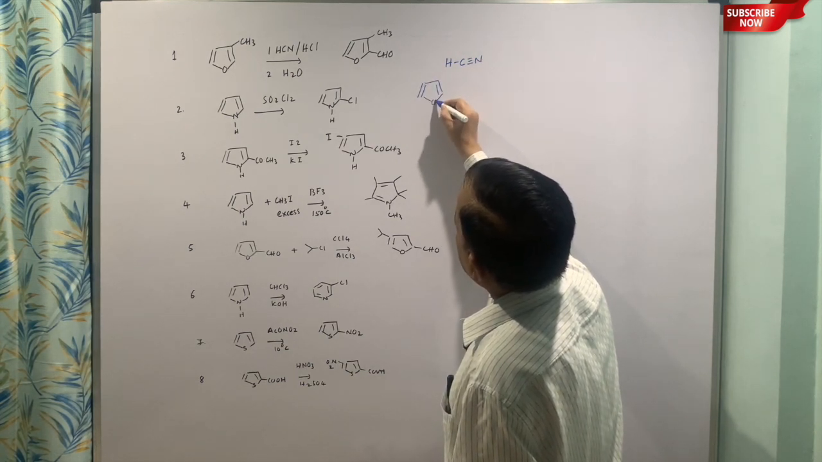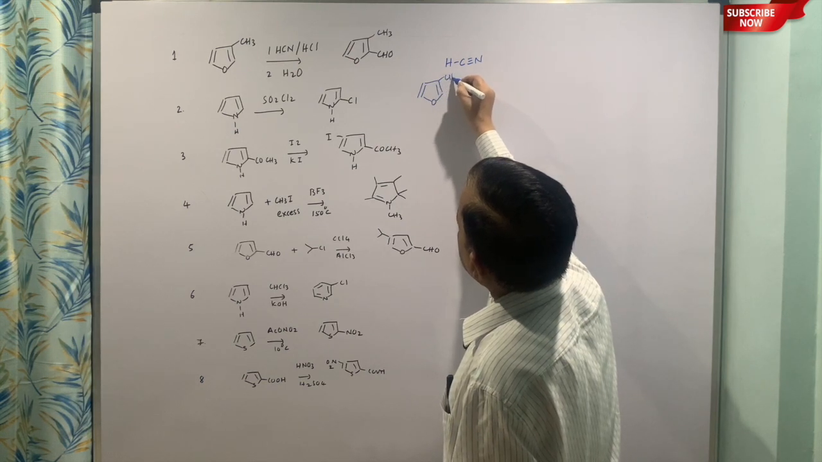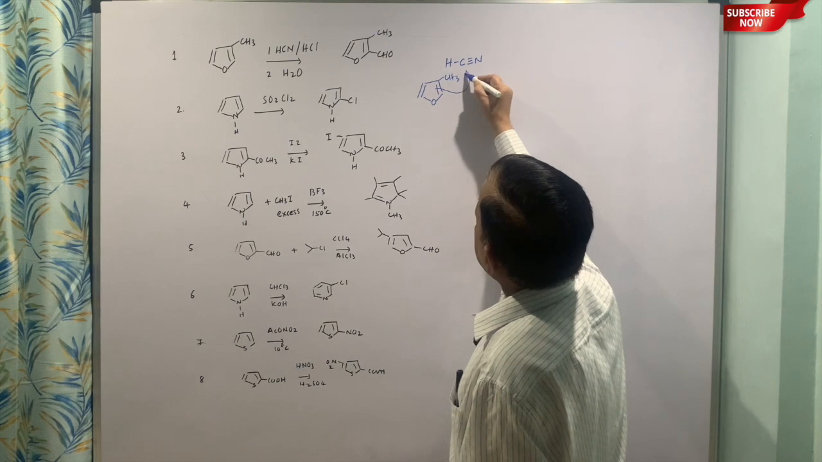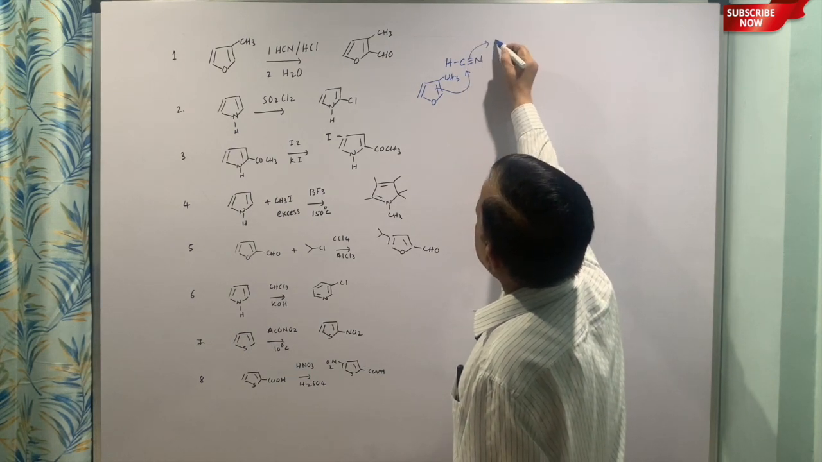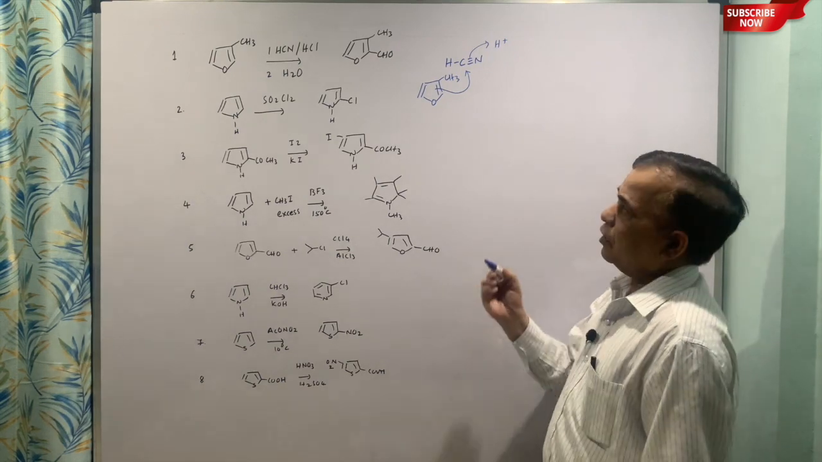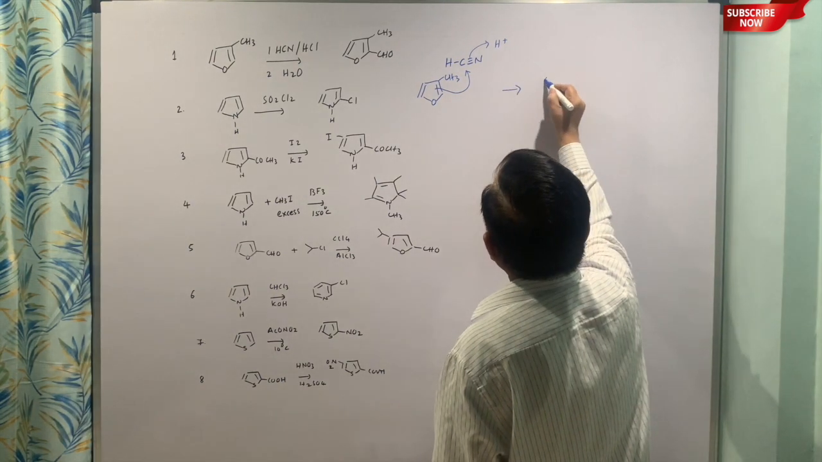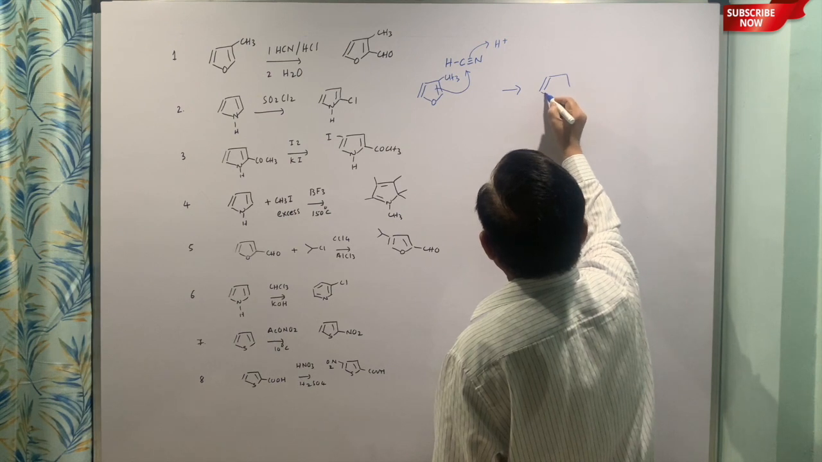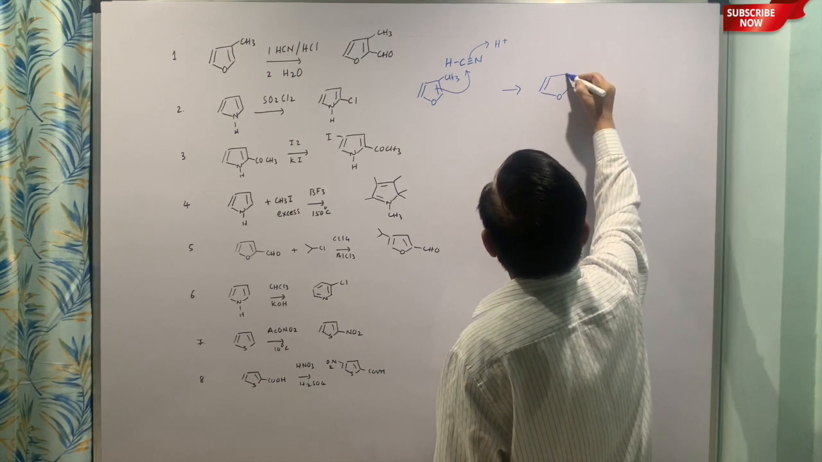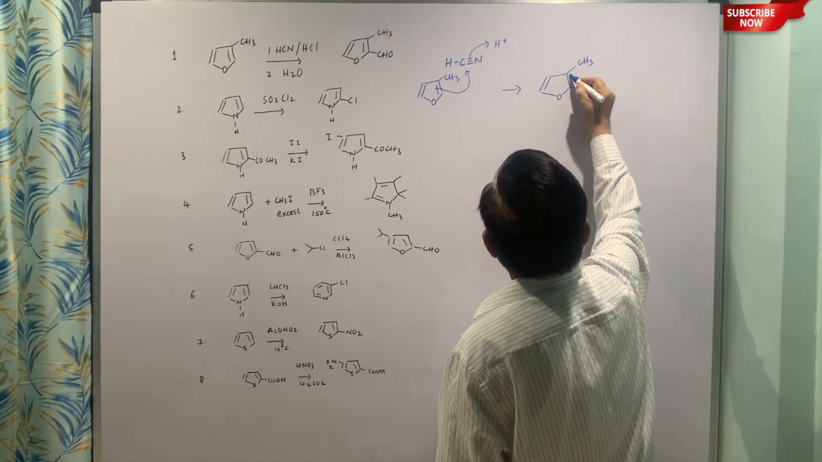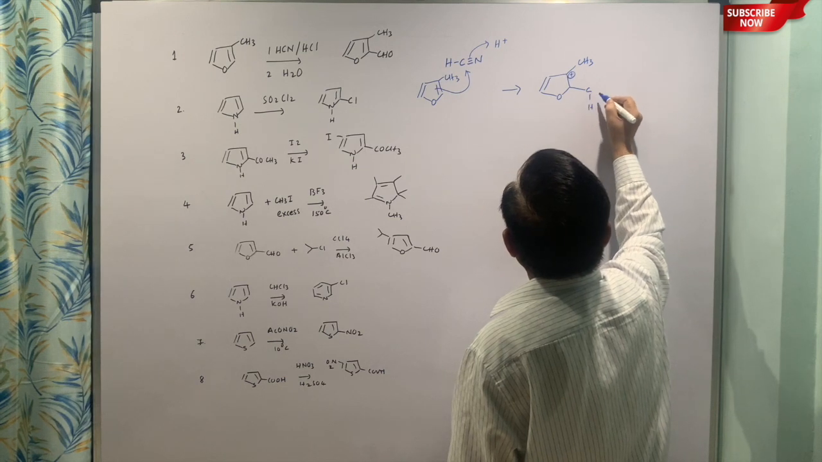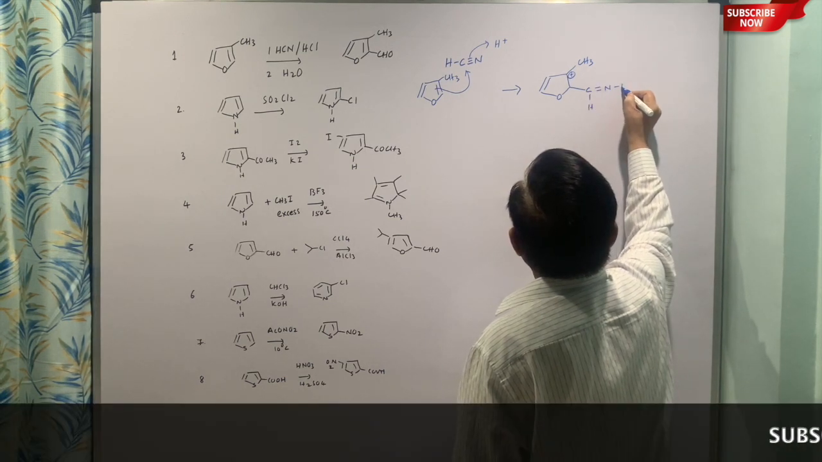First of all, the available positions are either this or this. Let us say that this is attacking on this, and then the driving force is protonation. As a result of this, we will be having O and CH3 plus, which is stabilized by hyperconjugation also, and NH.